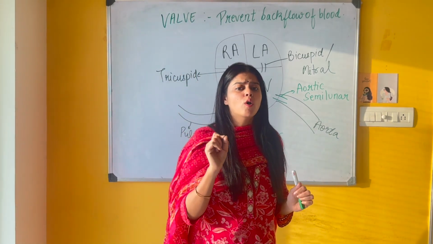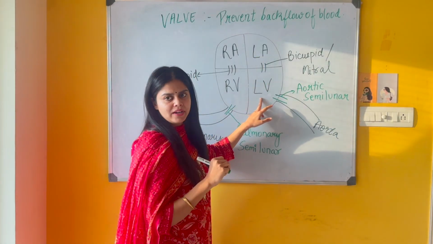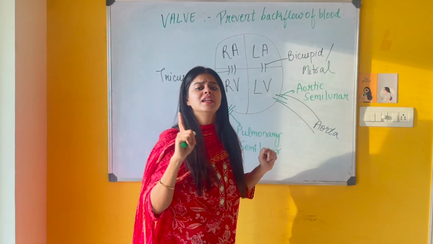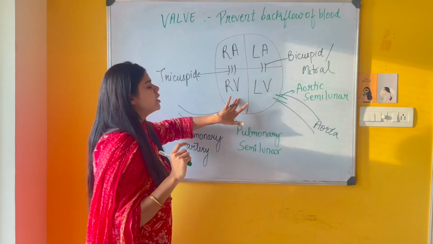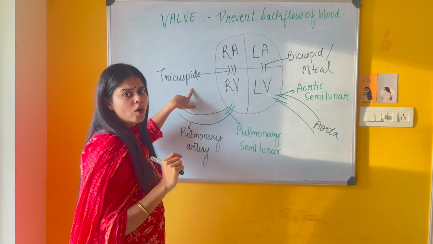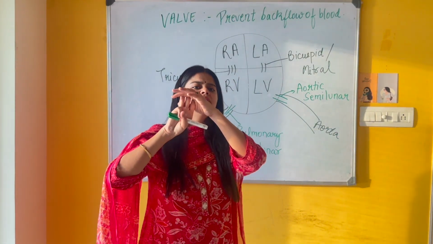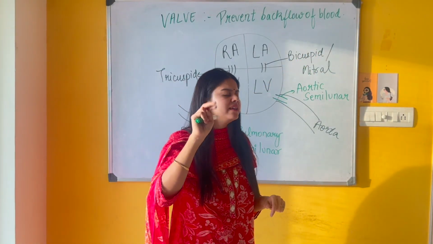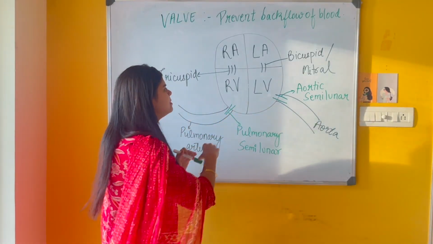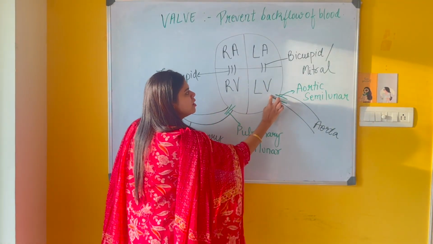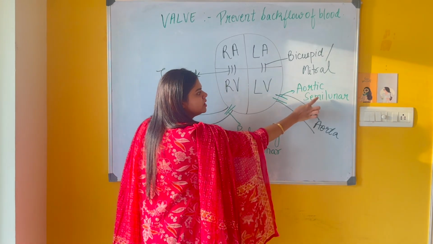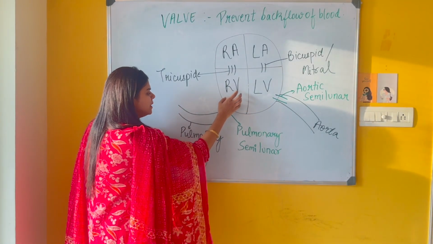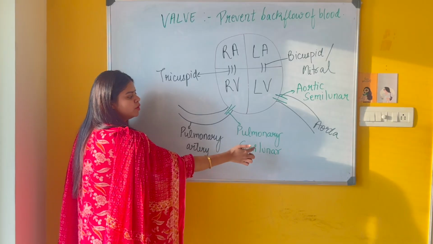And what is the name of the valve which is present between left auricle and left ventricle? Bicuspid valve, also called mitral valve. What is the name of the valve which is present between right auricle and right ventricle? Tricuspid valve. We call it tricuspid because it has three cusp-like structures. We call it bicuspid because it has two cusp-like structures. The valve which is present at the opening of left ventricle into aorta, aortic semilunar. The valve which is present at the opening of right ventricle into pulmonary artery, pulmonary semilunar.